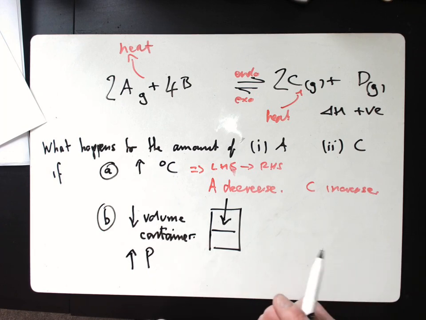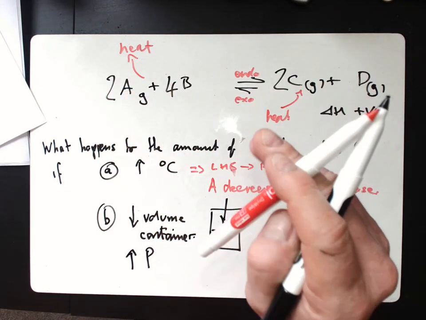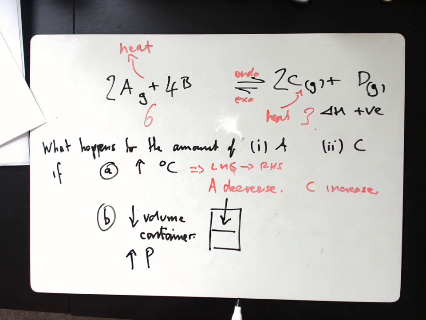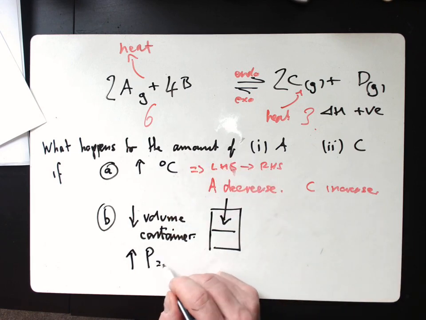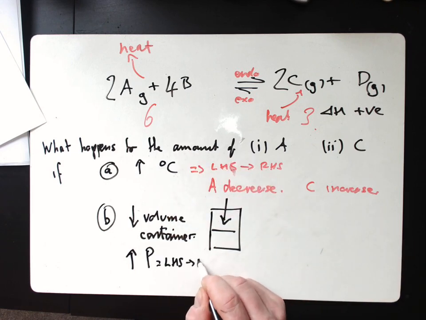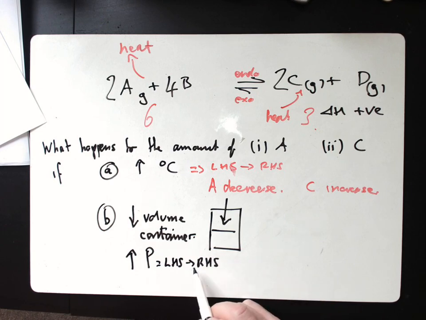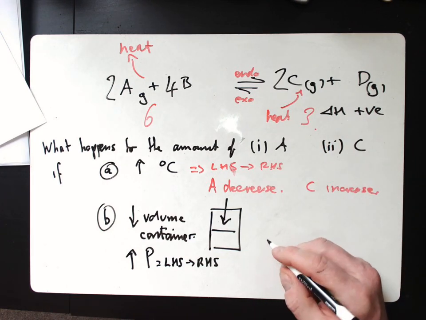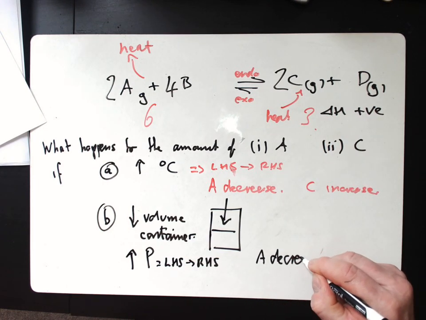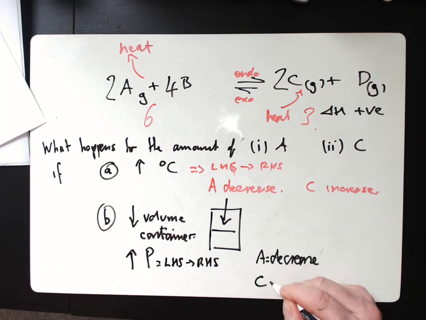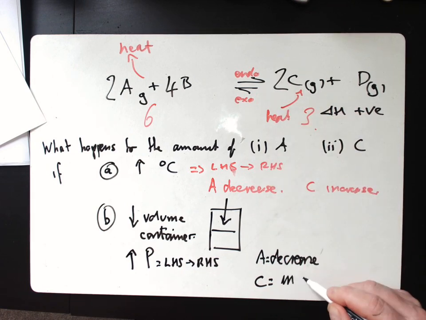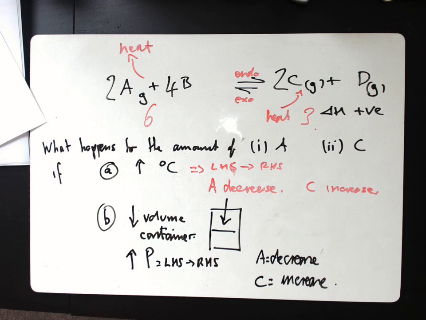So if I increase the pressure, again, I go back up and I count the moles on the left hand side, which is 6, and the moles on the right hand side, which is 3. And I remember back to what we said earlier, that if you increase the pressure, you move to the side of least moles. So that means that it will move from the left hand side to the right hand side. If I move into the right hand side, what's happened to the amount of A? Well, A is getting turned into product, so the amount of A will decrease, and the amount of C is moving from the left hand side to the right hand side, so I'm making C, and so the amount of C would of course increase.